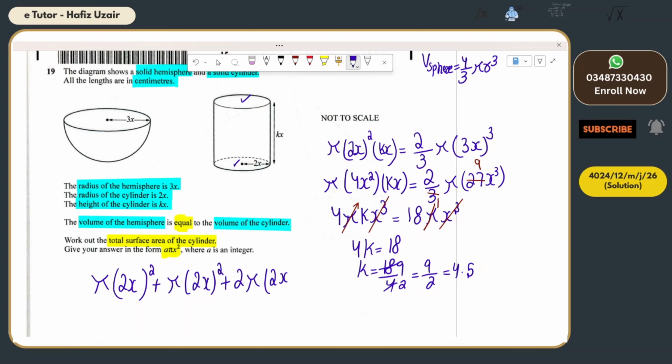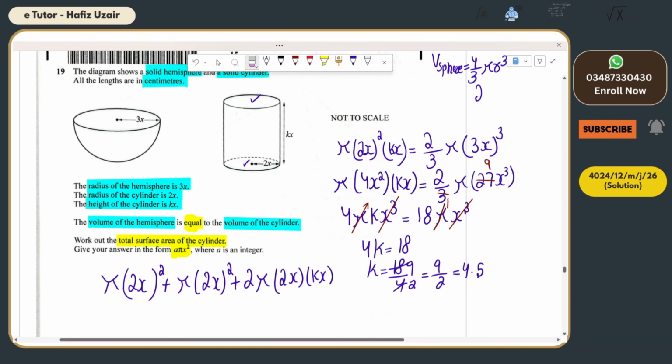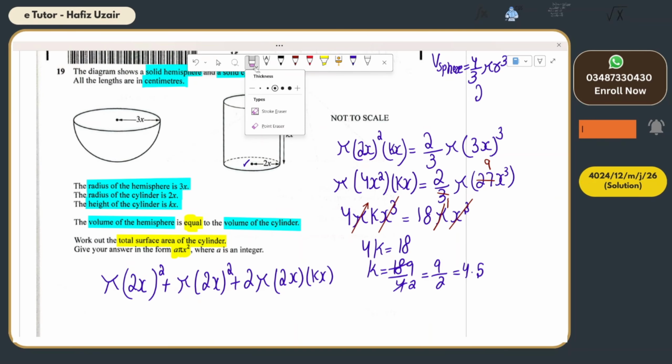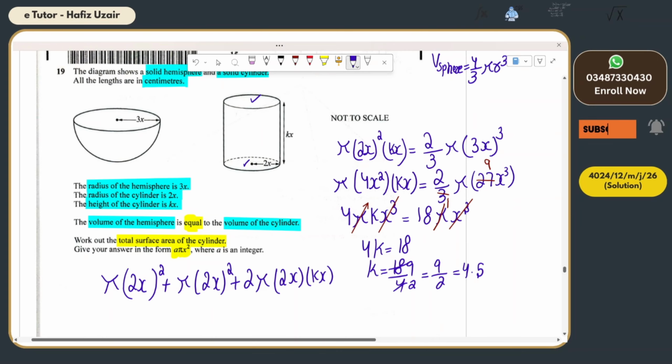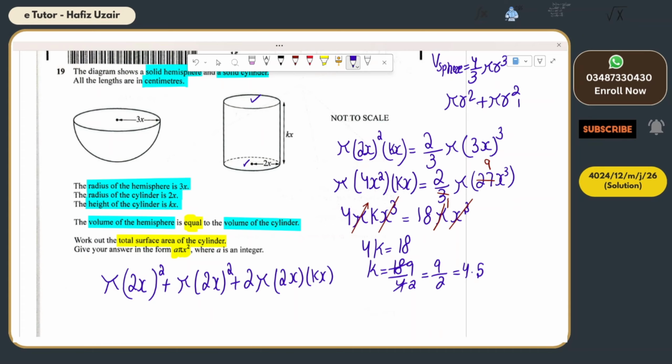So what is the value of r over here? That is 2x. And what is the value of h over here? That is kx. All right. So the surface area of the cylinder, let me write it, is pi r square plus pi r square plus 2 pi r h. You can check the marking scheme as well. The radius over here was 2x and the height is kx, so I just substituted the values.